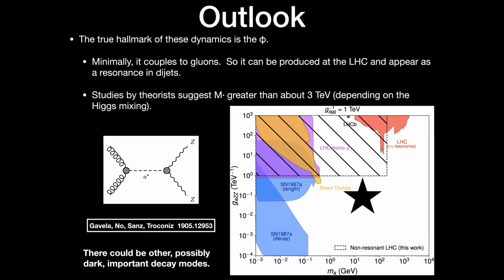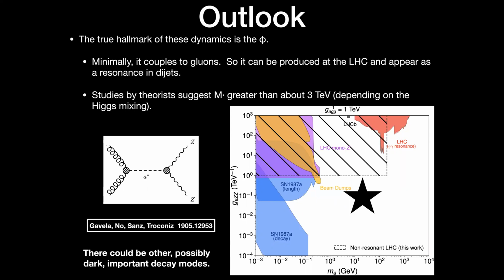Of course, phi also couples to gluons, so it can be produced at the LHC, and it could appear as a resonance in dijets, particularly if it's much heavier than some of the parameters I've been talking about here. There were some studies that were done by theorists, including Veronica Sands. They were looking at gluons going to some axion-like particle and then going to ZZ. That process would happen for us because we have some mixing with the Higgs. They were also looking for low masses.